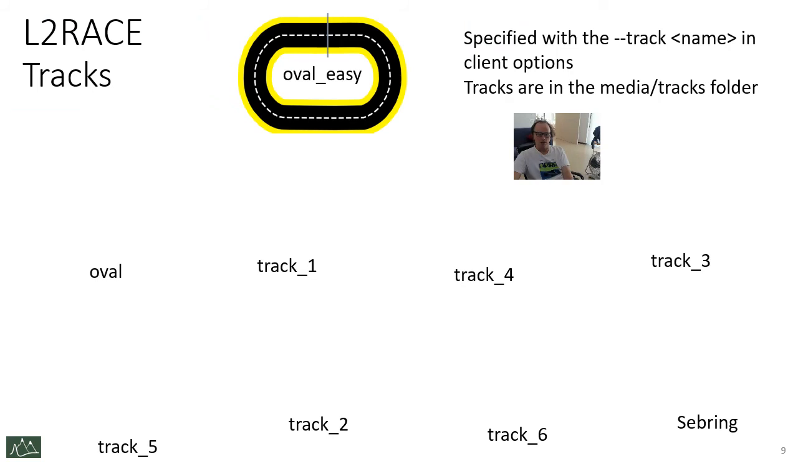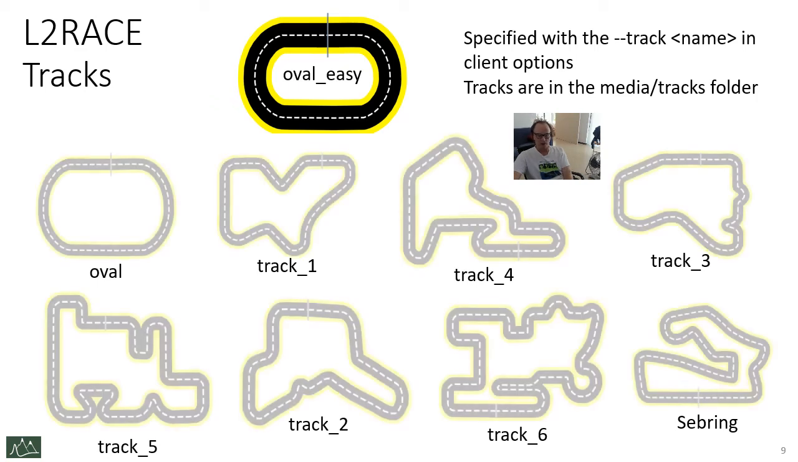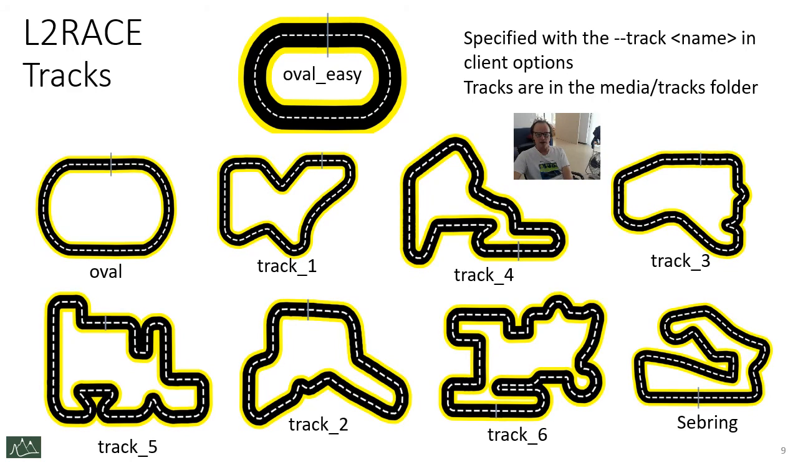So L2RACE includes a number of different tracks. The Oval Easy is the one you should start with because that's challenging by itself. It's specified by the track Oval Easy at startup. But besides this Oval Easy track, we also include many other tracks ranging in difficulty all the way up to quite difficult courses, tracks 6 and 7, and 5, with lots of hairpin turns and straightaways.